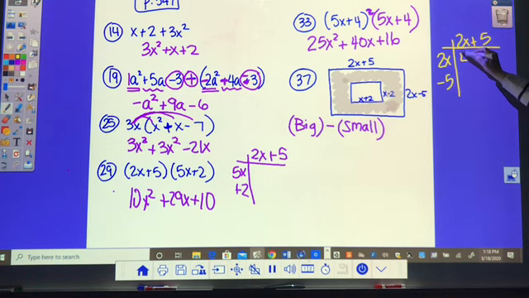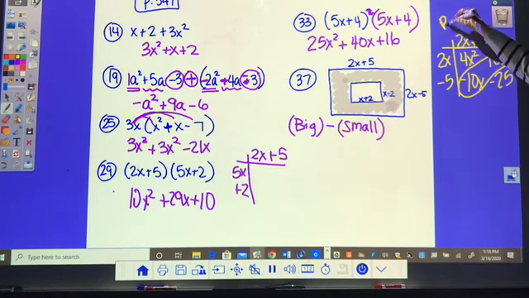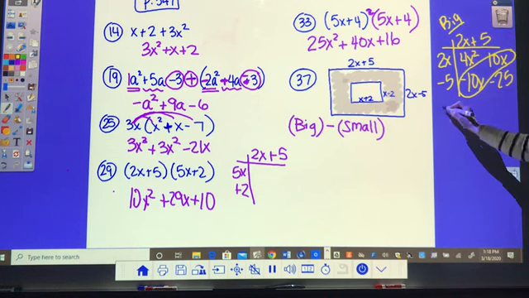Okay, so I get 4x squared, 2x times 5 is positive 10x, 2x times negative 5 is negative 10x, and negative 5 times 5 is negative 25. Notice these cancel, so all we have is 4x squared minus 25. That's our big rectangle. While I'm still with my yellow marker, I'm going to do the small rectangle.